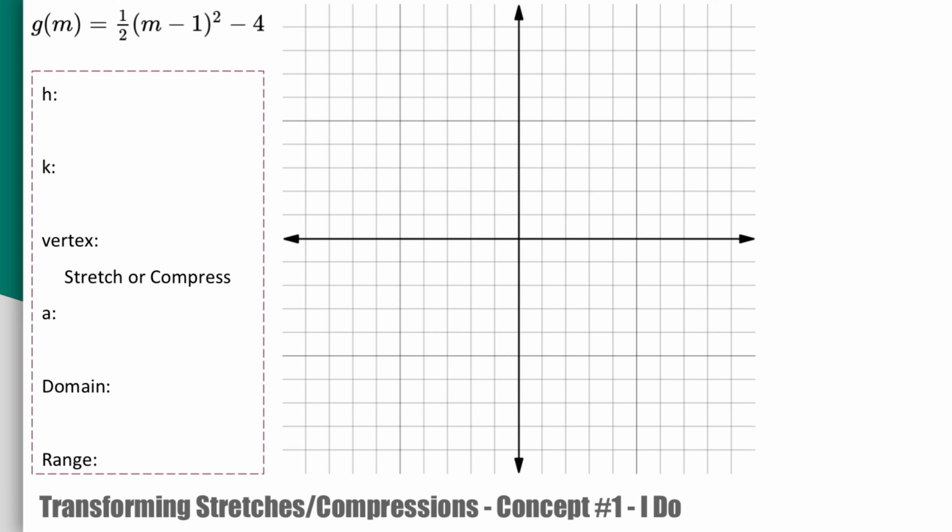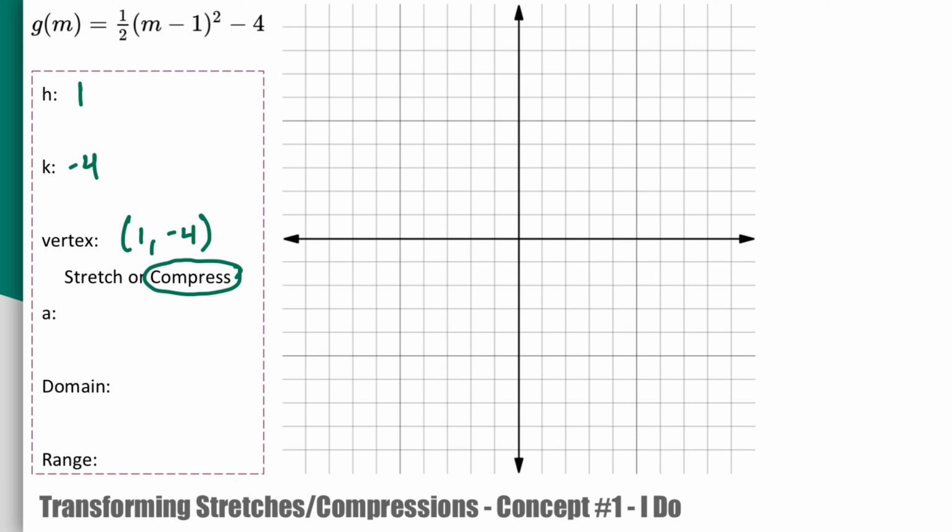All right, this time we got to do one with a compression. So I'm going to quickly move through this. All right, so H is 1. It's the opposite. K is what you see is what you get, -4. So we have a vertex of 1, -4. Then we look stretch or compress. It's between 0 and 1, so we have compression, so this should be getting wider, okay?